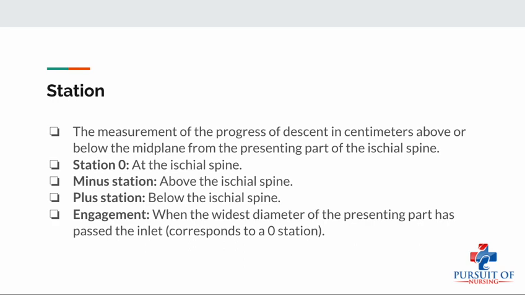Station. Station is the measurement of the progress of descent in centimeters above or below the midplane from the presenting part to the ischial spine. So definitely know your stations and how to identify which station the fetus is in. Station 0 is at the ischial spine. Minus station is above the ischial spine. Plus station is below the ischial spine.